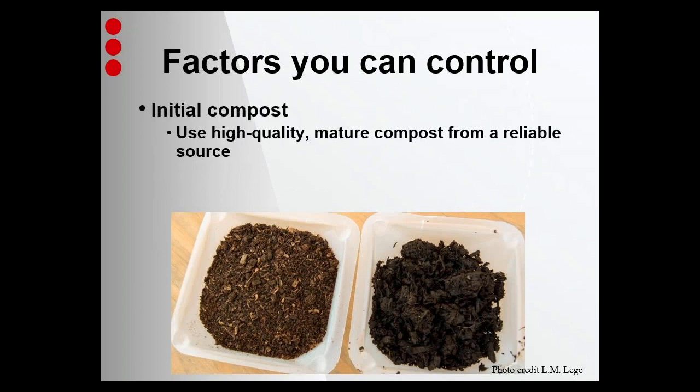Some things that you can control is using high-quality initial compost from a reliable source that uses a consistent recipe for making the compost over time. Definitely, you want to be using compost that has gone through the PFRP that Cece mentioned, the process to further reduce pathogens. Any commercial facility has to go through a high heat phase and/or use worms to dramatically reduce the pathogen load in the material.